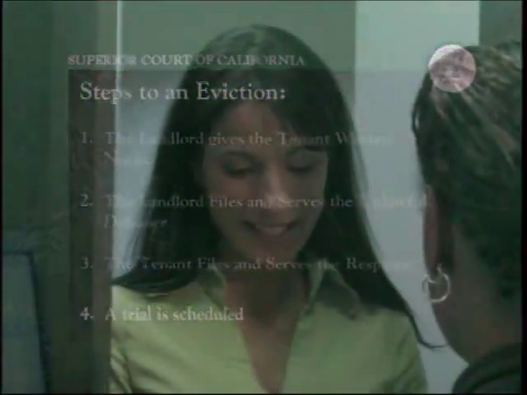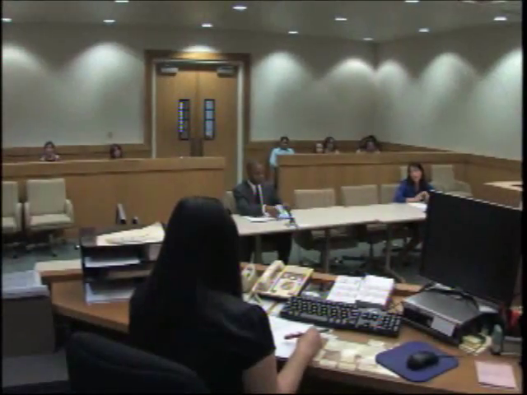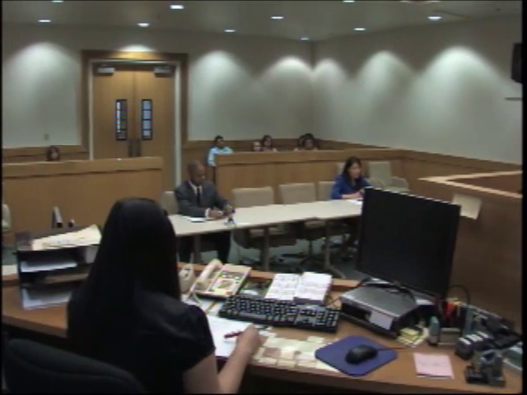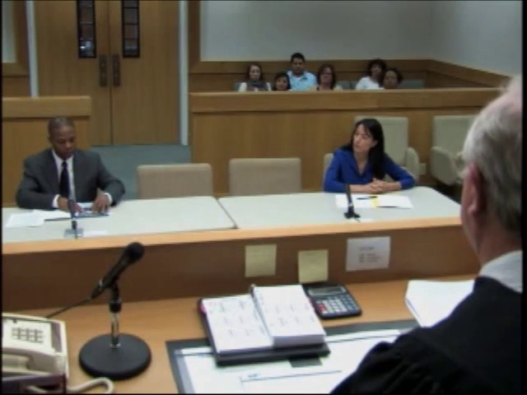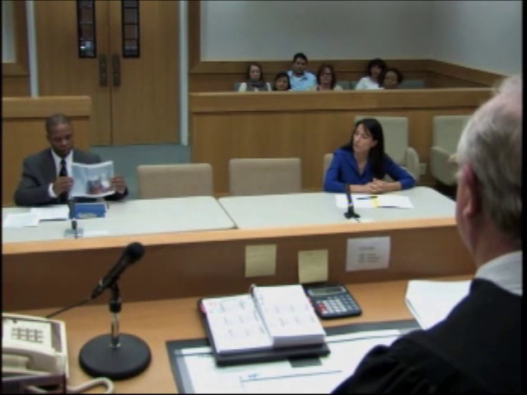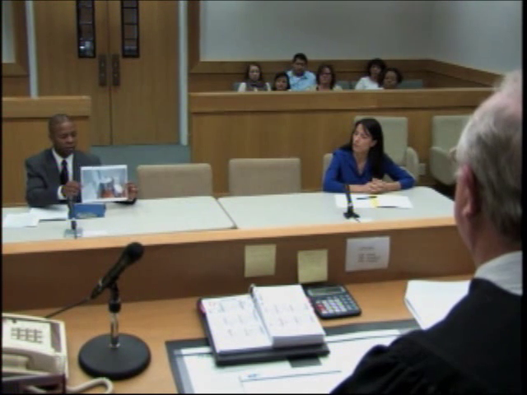A trial is scheduled. If the tenant files an answer, the landlord or tenant must ask the court to schedule a trial date. Either side can request a jury trial if they want one, but the party who requests a jury is required to pay the jury fees to the court. If a trial is requested, the court will send the landlord and tenant a notice of the trial date. The trial must be held within 20 days from the date it is requested.